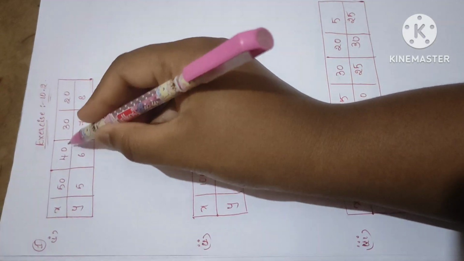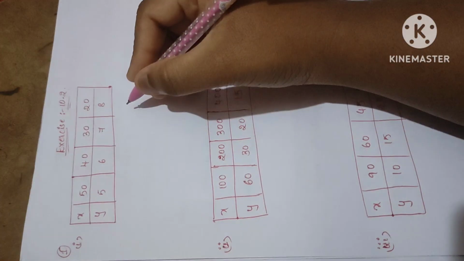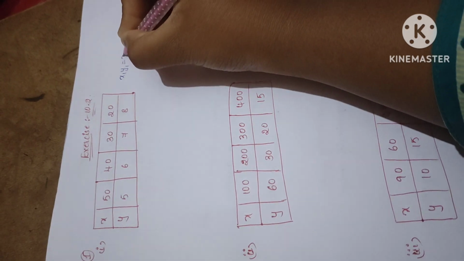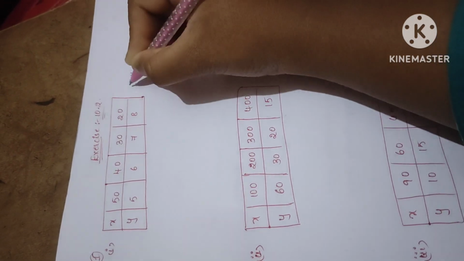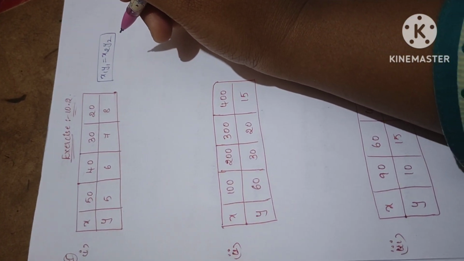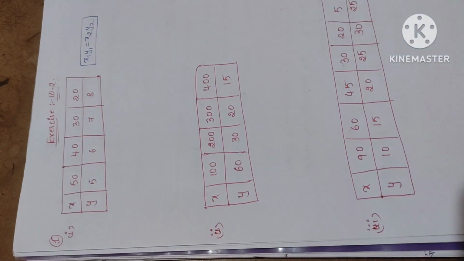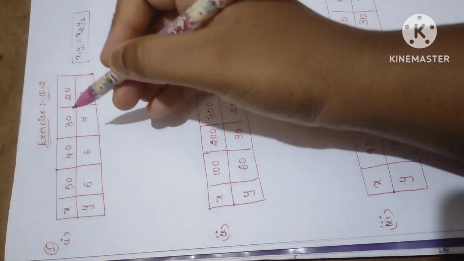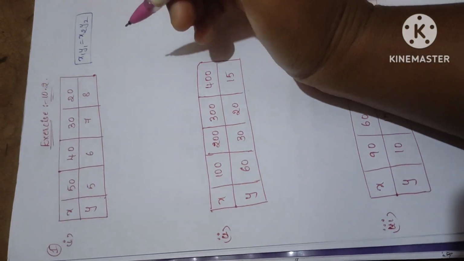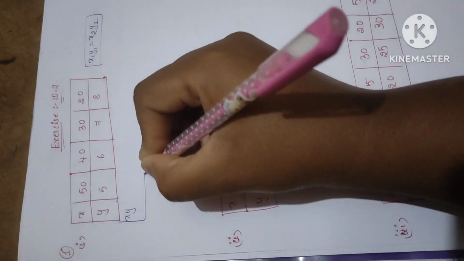First problem: x is 50, 40, 30, 20. y is 5, 6, 7, 8. What are those two conditions? One quantity has to increase, another quantity has to decrease. And the second condition, x1 y1 equal to x2 y2. So we can say x decreases from 50 to 40, 40 to 30, 30 to 20. At the same time y increases from 5 to 6, 6 to 7, 7 to 8. So the first condition is satisfied.